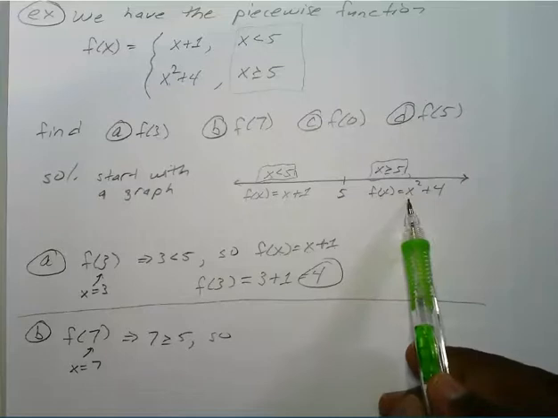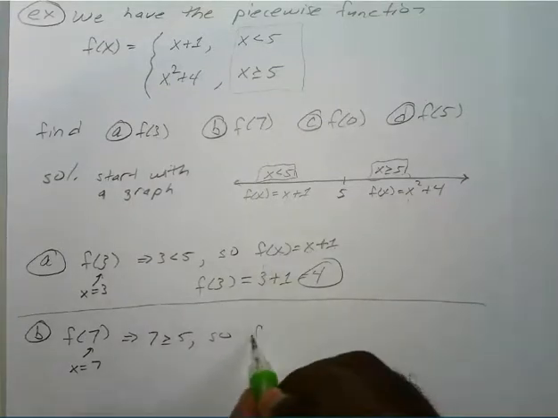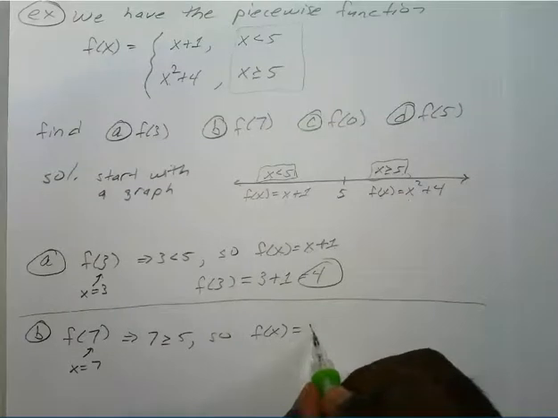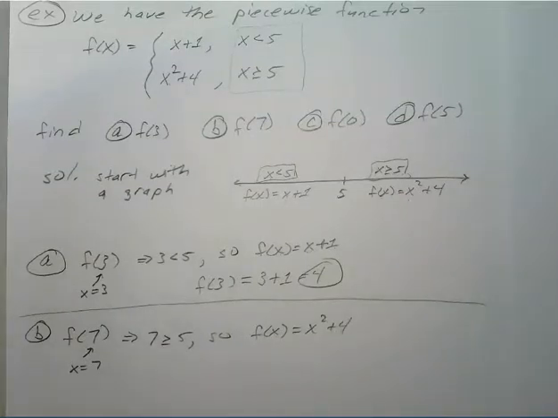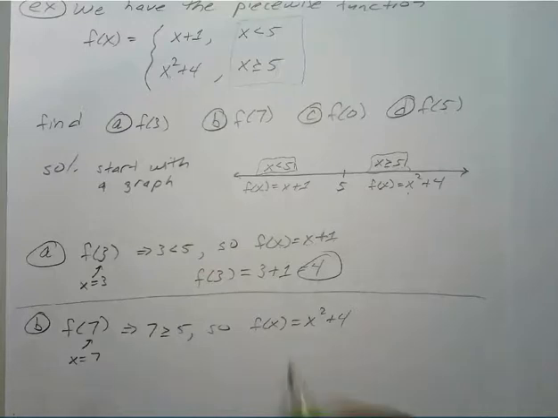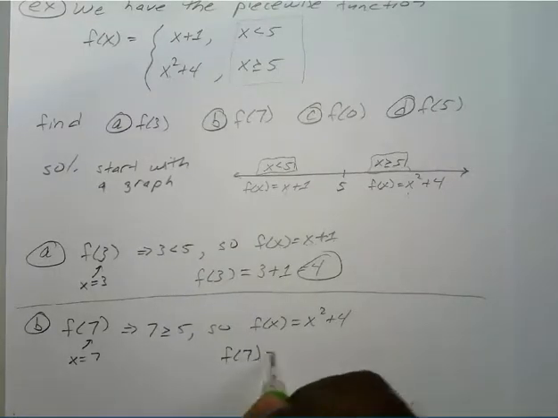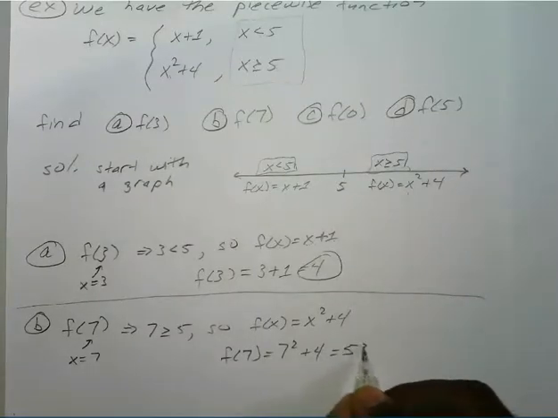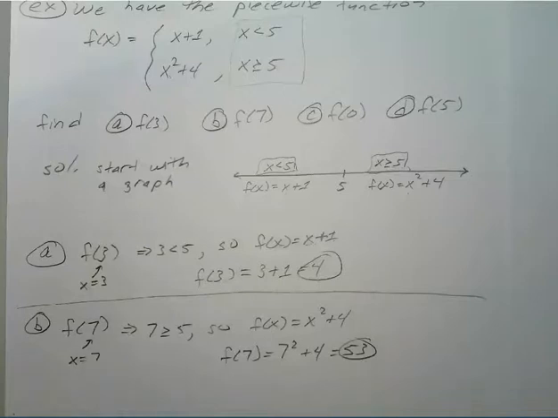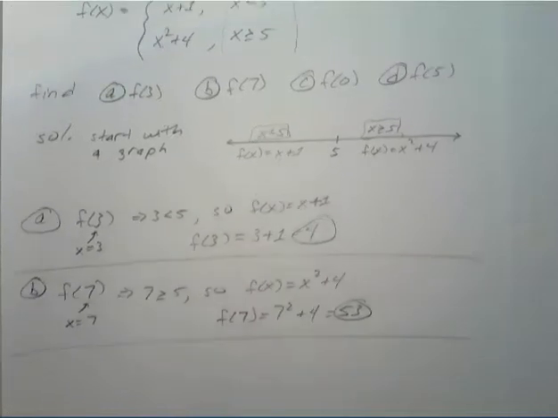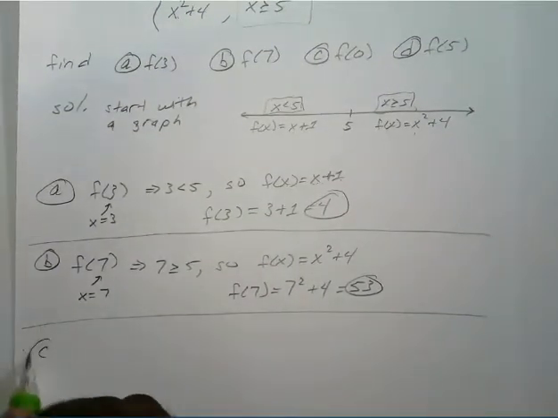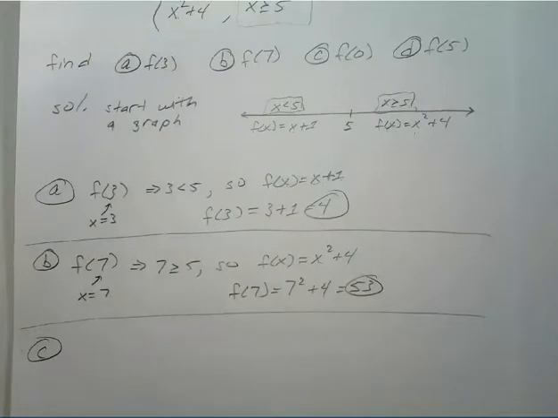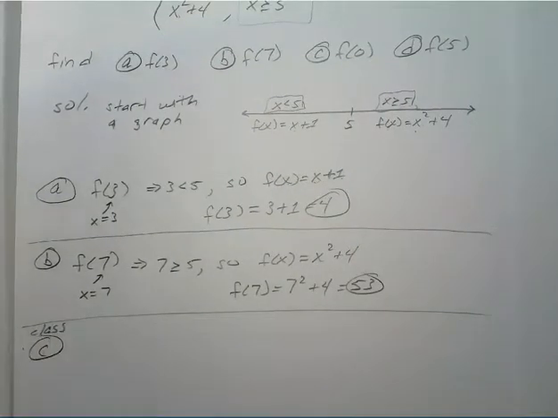So that means this is the f of x we're going to use. So f of x is equal to x squared plus 4. Now we plug in our 7. So f of 7 is equal to 7 squared plus 4, which is 53. So f of 7 is equal to 53. If you think you have it, go ahead and press pause and try C on your own.